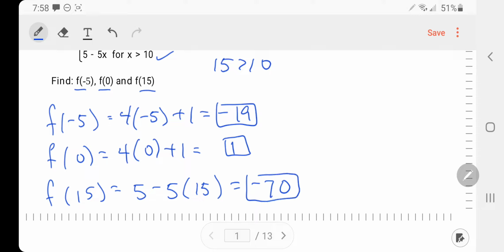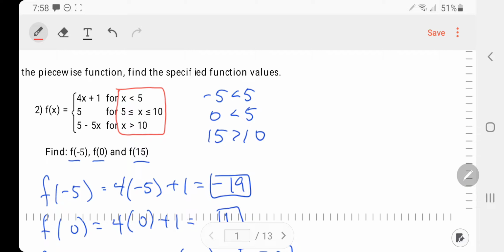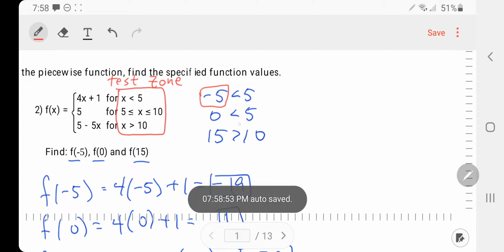And if I didn't make that clear, let me go back and explain one more time, maybe even using a different color. So this right here is what I call the test zone. And you have to test each x to see where to put it, okay? So the -5, when we did -5, that was less than 5, which goes in the top piece.